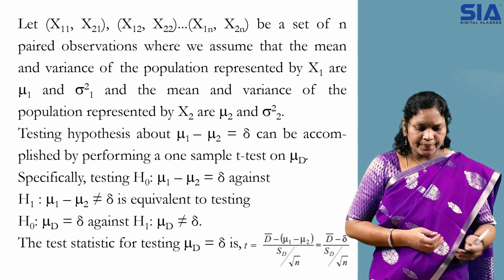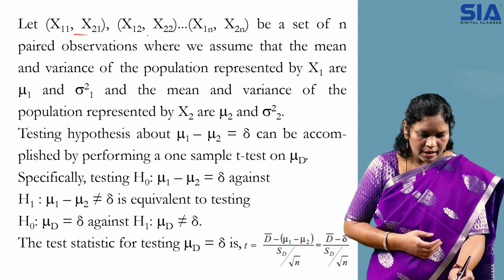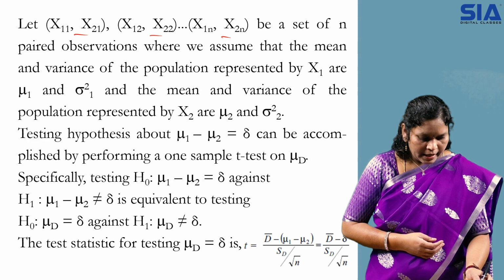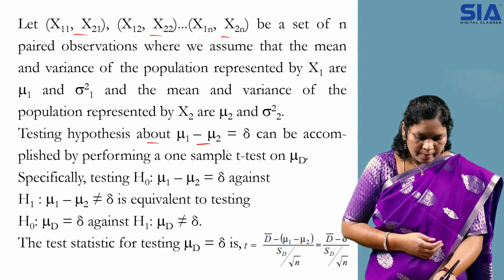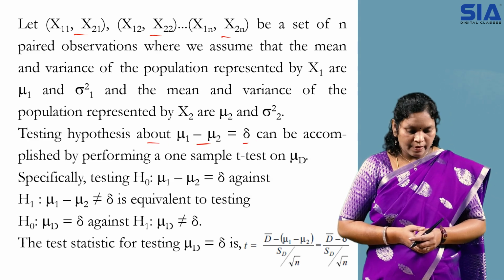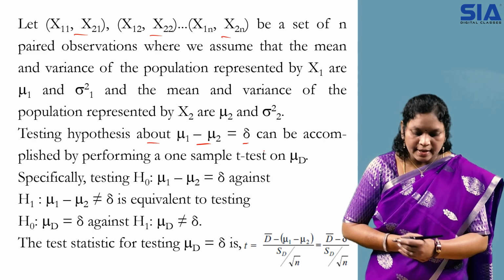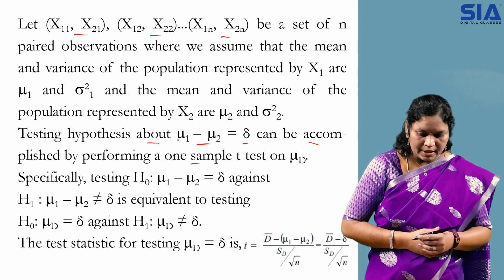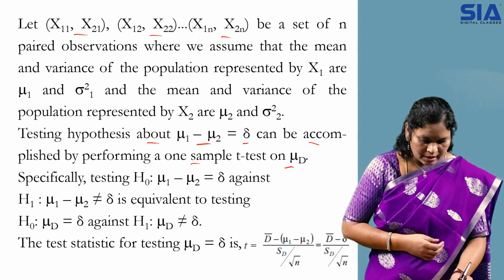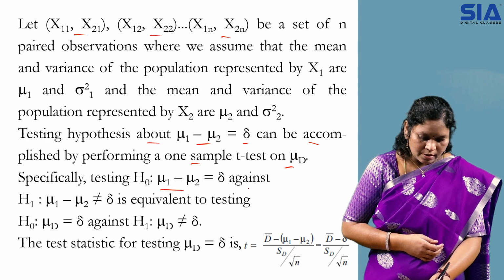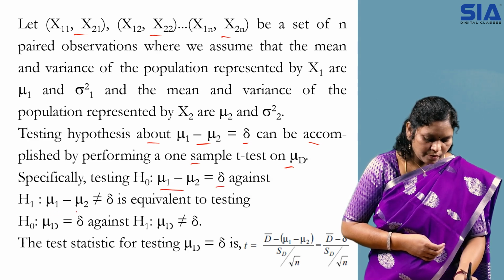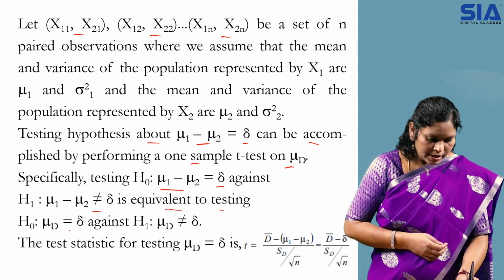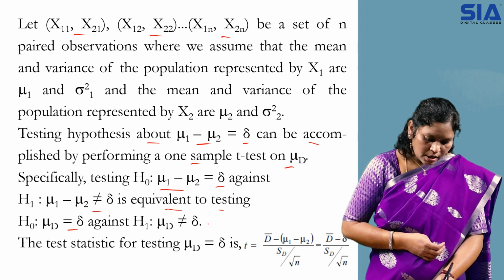Next, let us check the other things. Again we are considering the same samples with the same information. Next, testing of hypothesis: mu1 minus mu2 is equal to delta, where I am considering some delta. This can be accomplished by performing a one sample t-test on mu d. Specifically, testing H0: mu1 minus mu2 is equal to delta against H1: mu1 minus mu2 not equal to delta is equivalent to testing H0: mu d is equal to delta against H1: mu d not equal to delta.